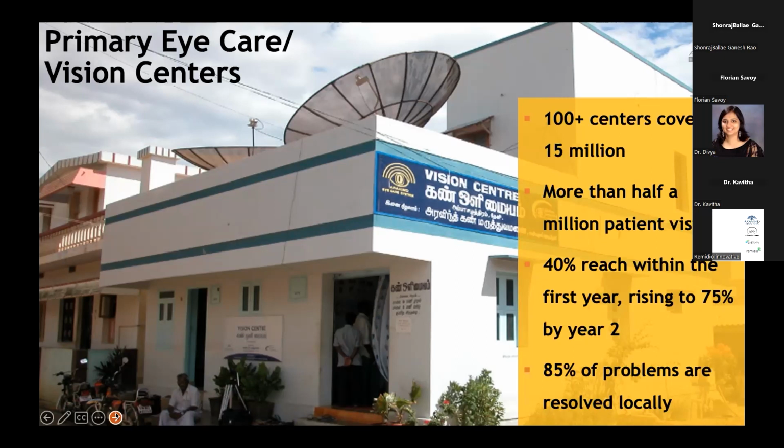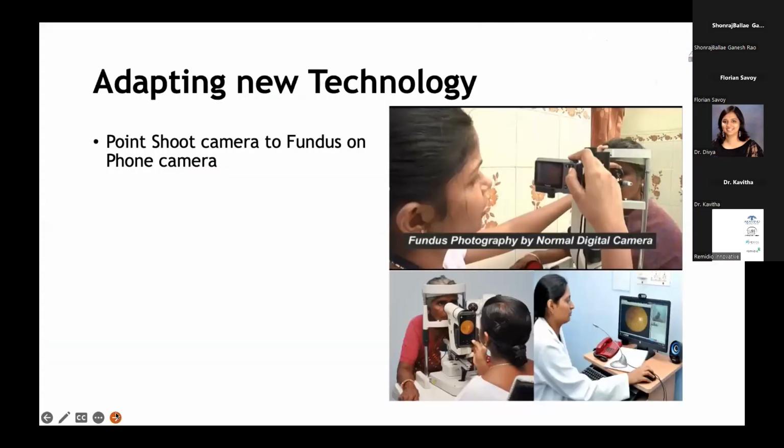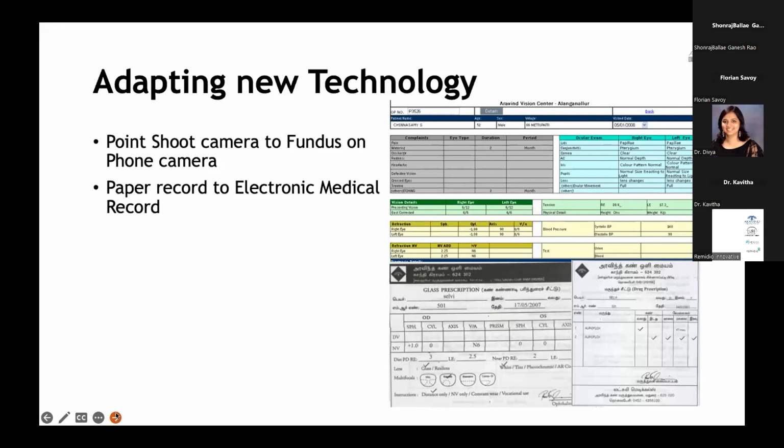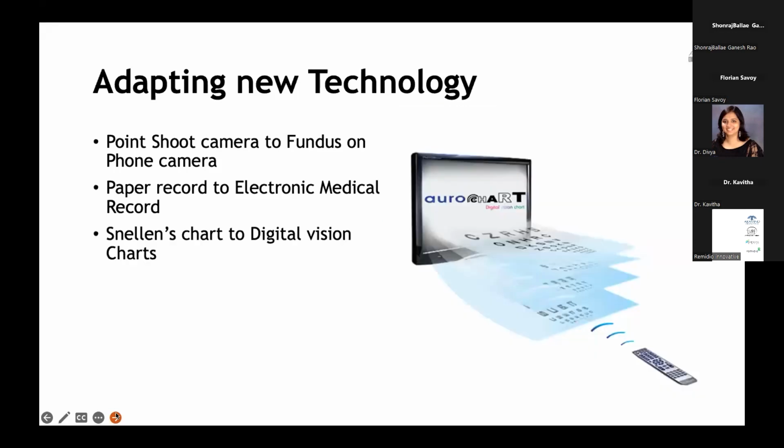Mostly we train the girls, the mid-level ophthalmic persons, who belong to that specific village. Being a native of that village, they are able to connect locally and connect better than a person coming from outside, where people don't open up. In vision centers, we have been adopting newer technologies, from point-and-shoot camera to fundus-on-phone camera, from paper records to electronic medical records, and from Snellen's vision chart to digital vision chart. We have been innovating and incorporating these newer technologies in our vision centers.